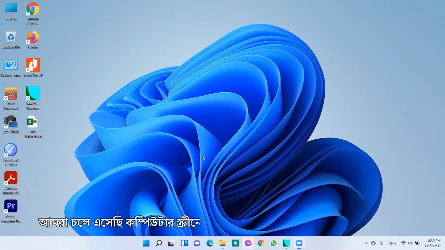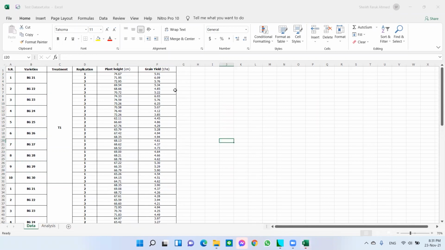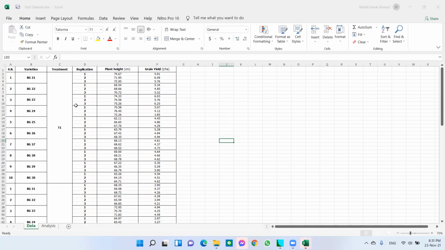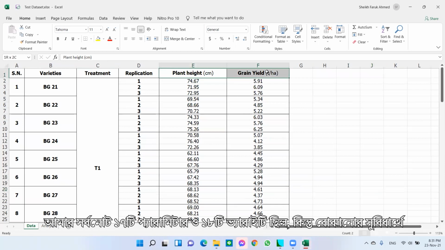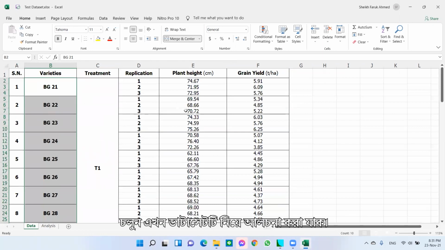Now, let us go to the computer screen for ANOVA. So, here we are at the computer screen. We will start right away. Just to remind you about the 3 important key points, I have my data set here. This is the data set of plant height and grain yield of 10 wheat varieties. This data set is actually from my master's experiment in 2019. I had a total of 17 parameters and 18 varieties, but for simplicity I have included only 2 parameters, 2 treatments and 10 varieties. Now, let us dissect the data.